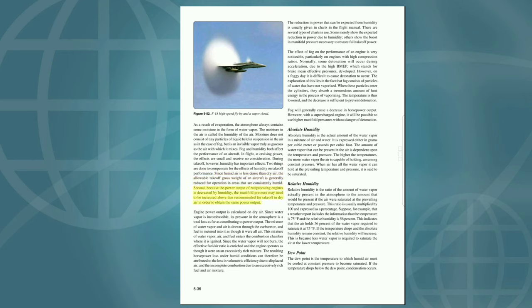Second, because the power output of reciprocating engines is decreased by humidity, the manifold pressure may need to be increased above that recommended for takeoff in dry air in order to obtain the same power output. Engine power output is calculated on dry air. Since water vapor is incombustible, its pressure in the atmosphere is a total loss as far as contributing to power output. The mixture of water vapor and air is drawn through the carburetor, and fuel is metered into it as though it were all air.